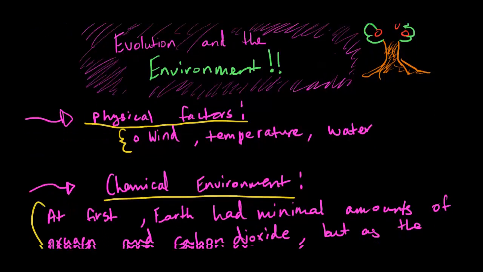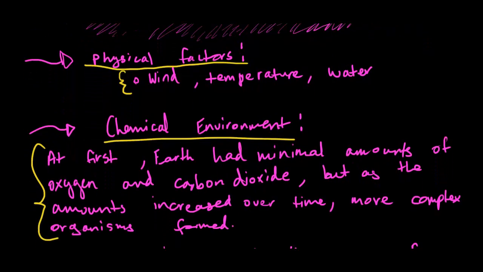Now we've got the chemical environment. The chemical environment is a very wide area to delve into, and at first Earth had minimal amounts of oxygen and carbon dioxide, so that meant that no complex organisms could really inhabit Earth. These amounts have increased over time, and therefore more complex organisms formed. So that's a simple example of some of the chemical environments on Earth which have allowed for evolution to occur.